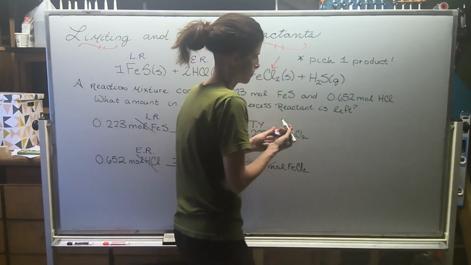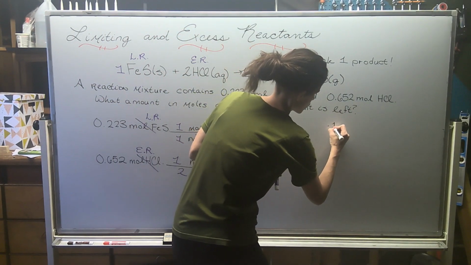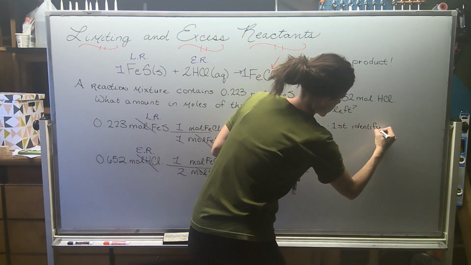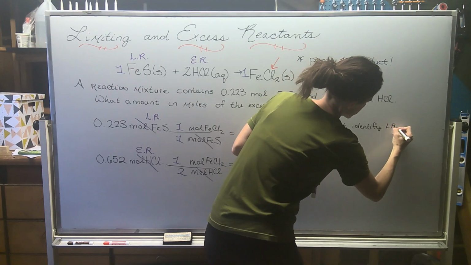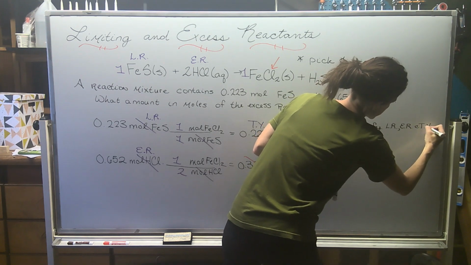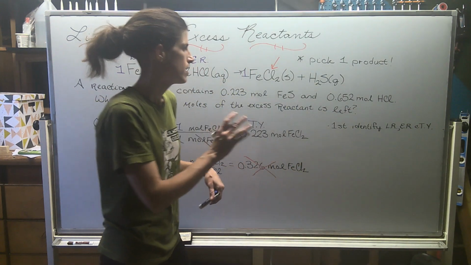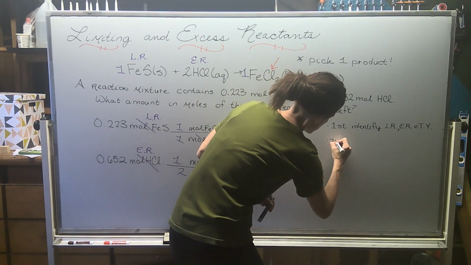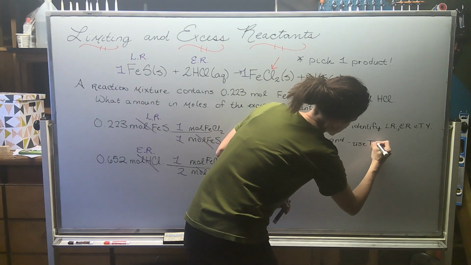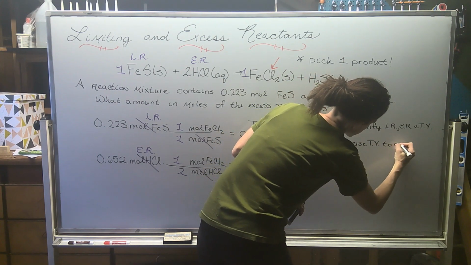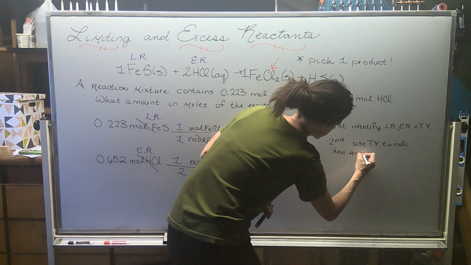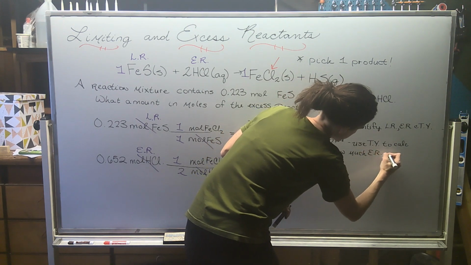So let me write these steps down. So first, identify the limiting reactant, excess reactant, and theoretical yield. That's what we've been practicing. Second, you're going to use your theoretical yield to calculate how much excess reactant is actually used.